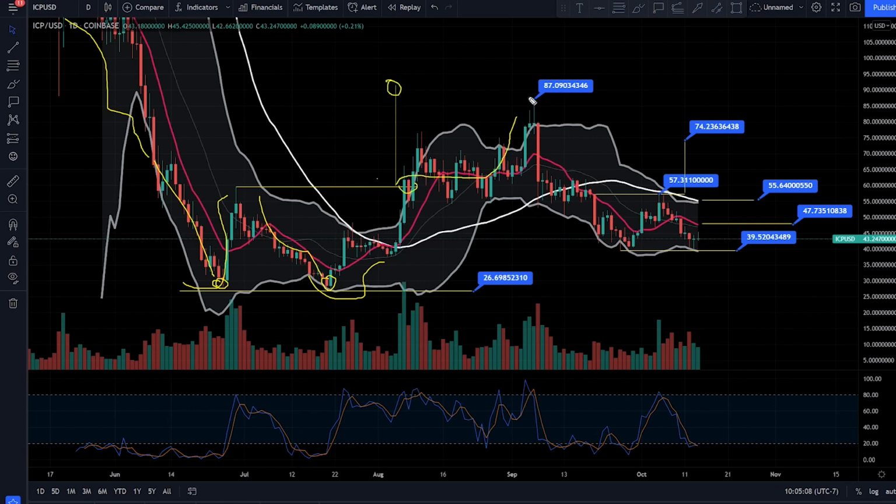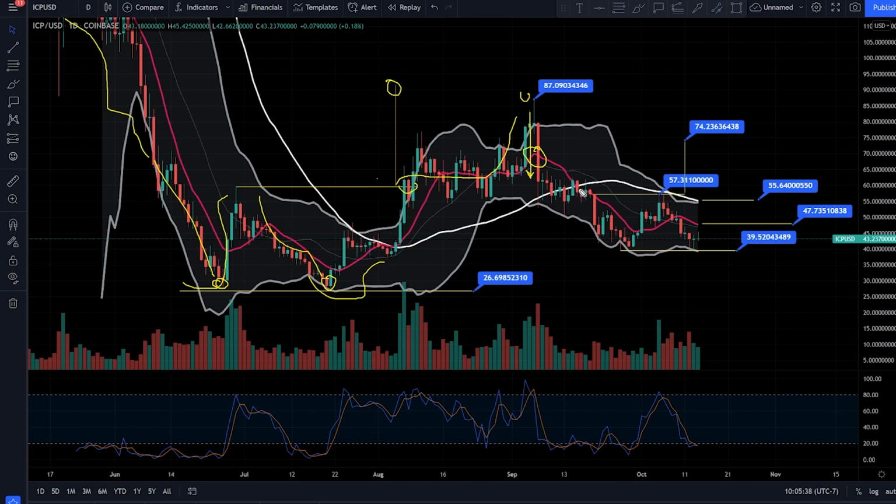ICP ran up to about 87, but unfortunately, at that point, we had a Bitcoin flash crash where Bitcoin dropped by over 10% within a couple hours. And that caused the price of ICP to drop. ICP closed below this 10 days moving average. After that, it was never able to recover and continued to trade below the 10 days moving average.